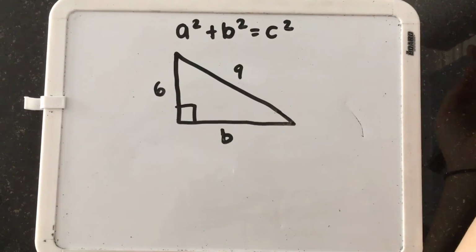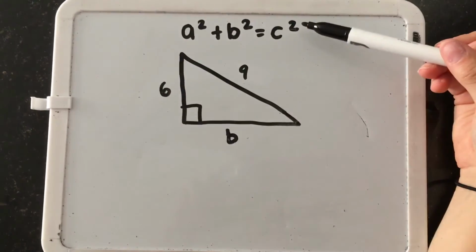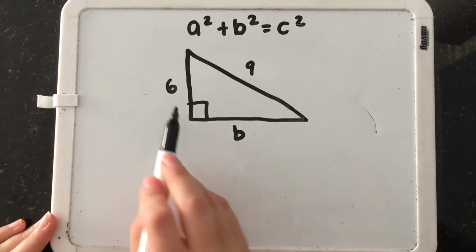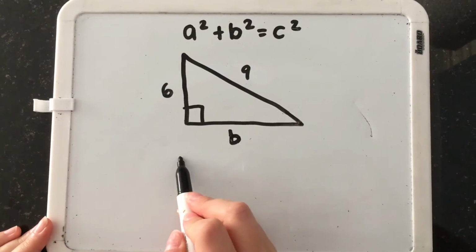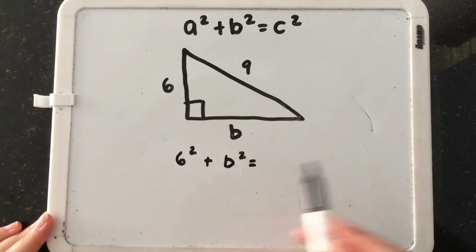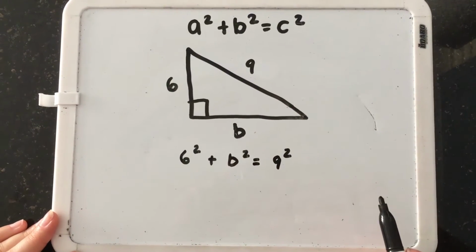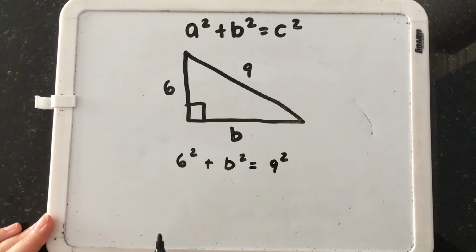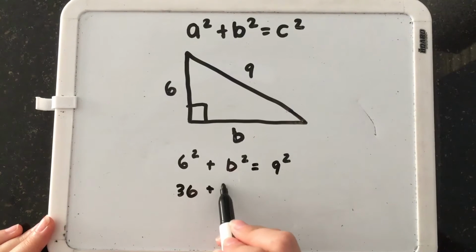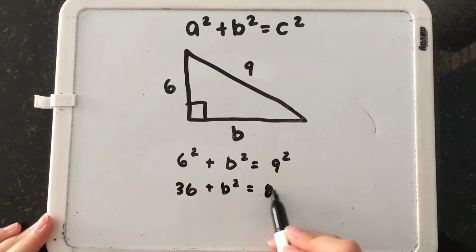In this example, our missing term in our triangle is b, but we can still use the Pythagorean theorem to solve for b. A squared, in this case our a is 6, plus b squared equals c squared, 9 squared. So let's square our whole numbers here. 6 squared is 36, plus b squared equals 9 squared, which is 81.